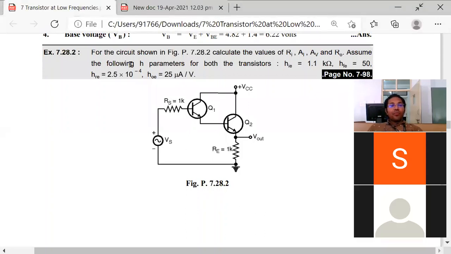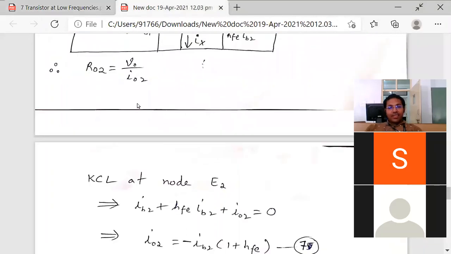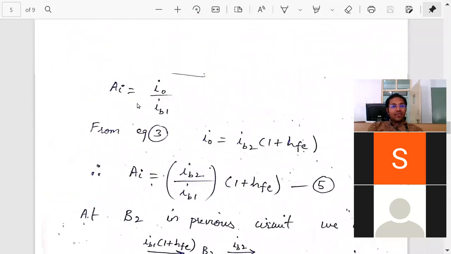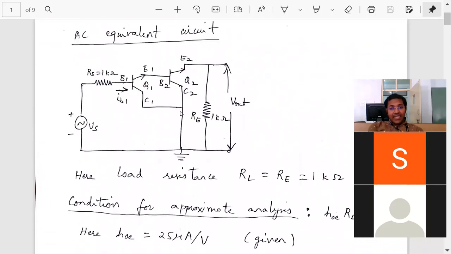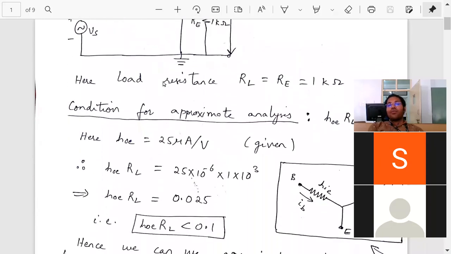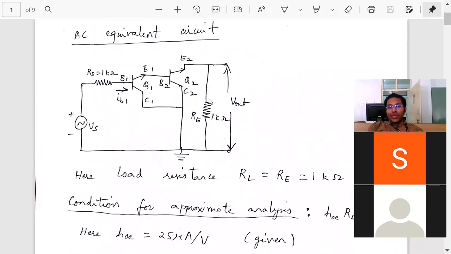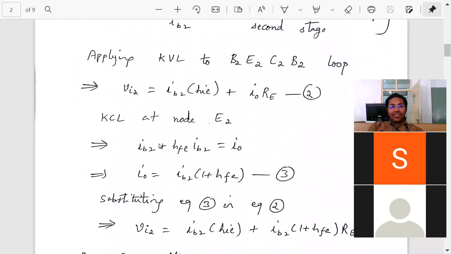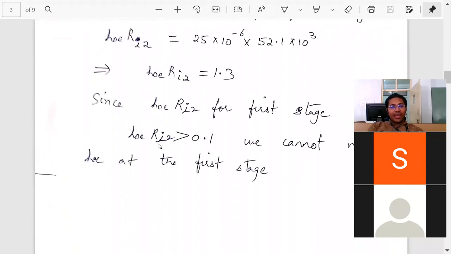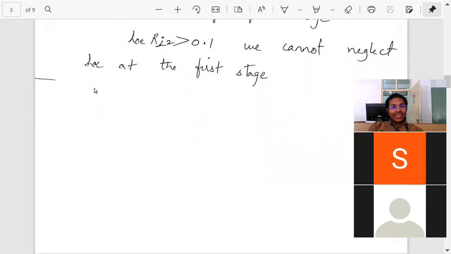Okay, right? So, you know what is the first step? Go for AC equivalent. Then replace the transistor with the model. But before replacing the model, what did we do? We checked the condition both for the second stage and then the first stage. We understood that in the second stage we could neglect HOE, whereas in the first stage the condition was not satisfied, hence we could not neglect HOE.